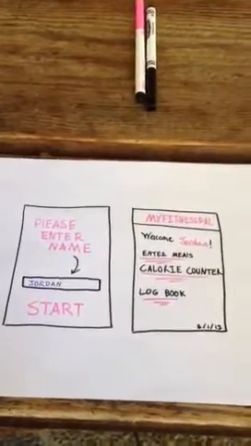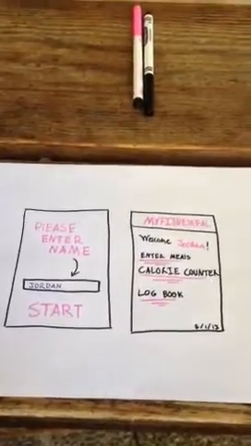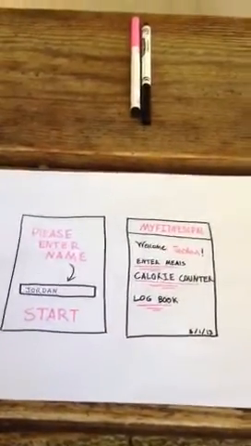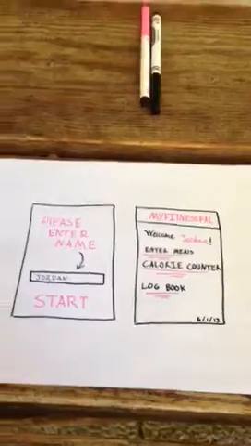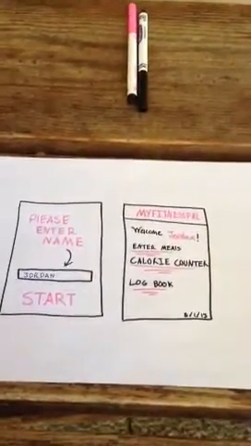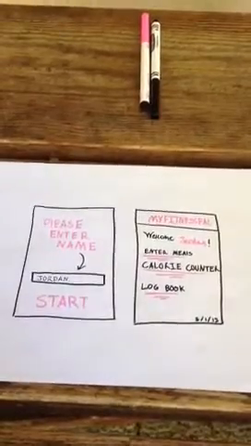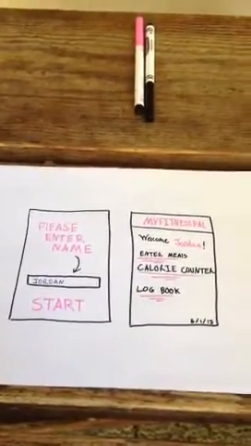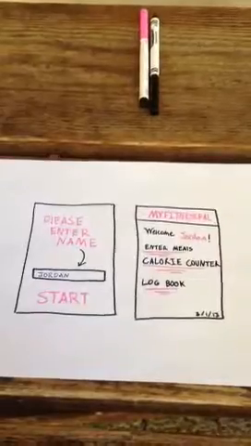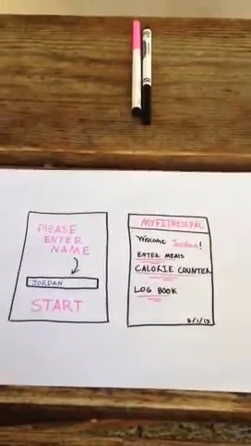Then once you enter your name, it'll take you to this other screen where basically it says welcome after you join. And then there's going to be a place where you can enter meals for the day, a place where you can keep track of your calories, and then basically a logbook and your history.